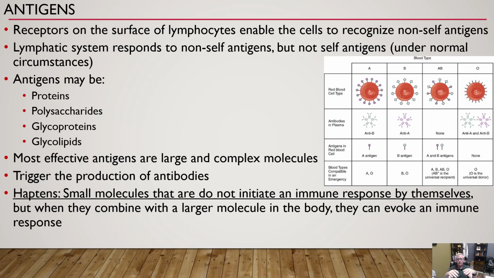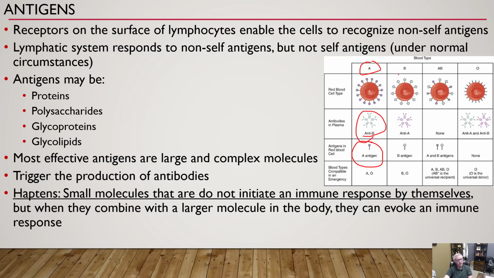So when we talked about blood typing, we had blood type A and the anti-B antibodies. If you have blood type A, you have the A antigen, but you have anti-B antibodies floating around in your bloodstream.